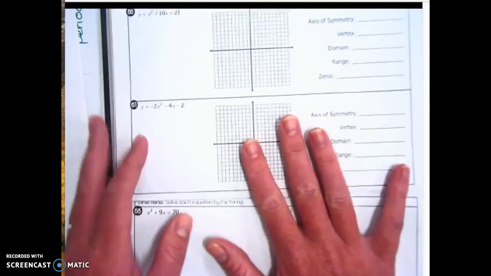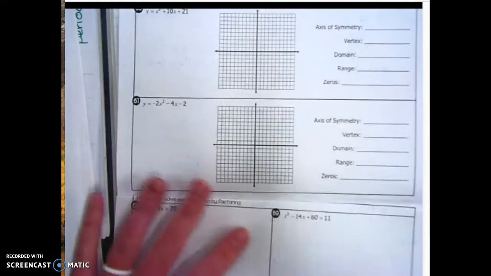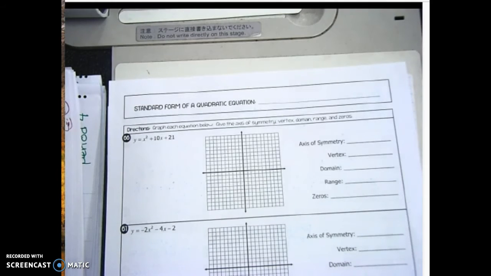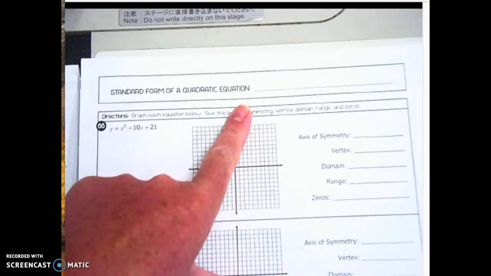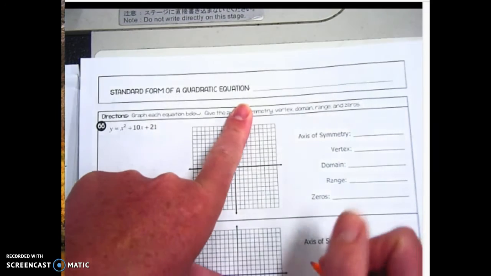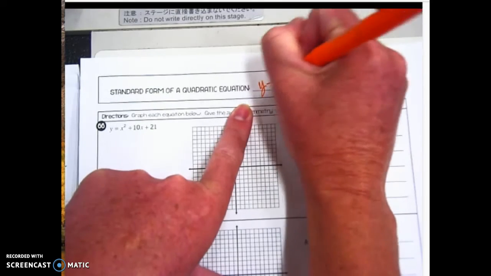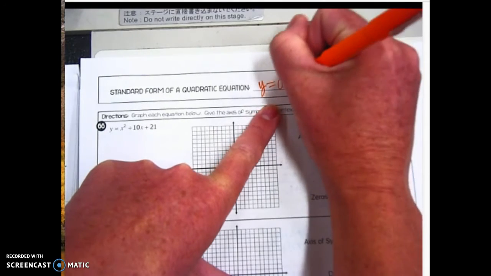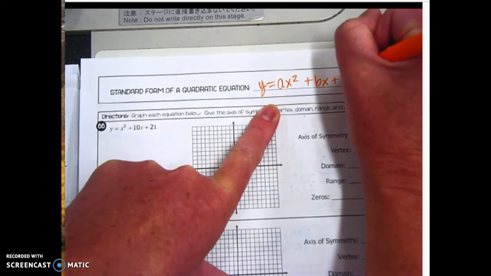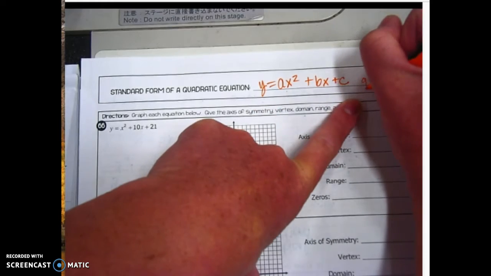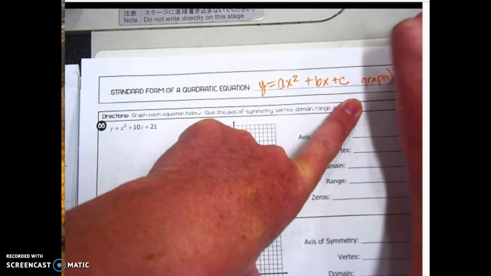Finish up your flip book with the last page. So open up to the very last page, which says quadratic equations. And up at the top it says to write the standard form of a quadratic equation. So if you're going to be graphing a quadratic equation, it's going to start with y equals ax squared plus bx plus c. That's going to help you graph it.